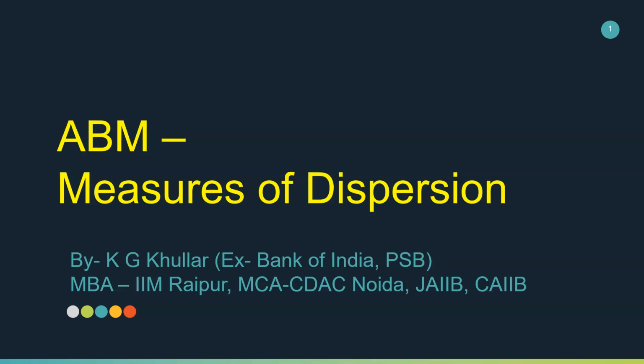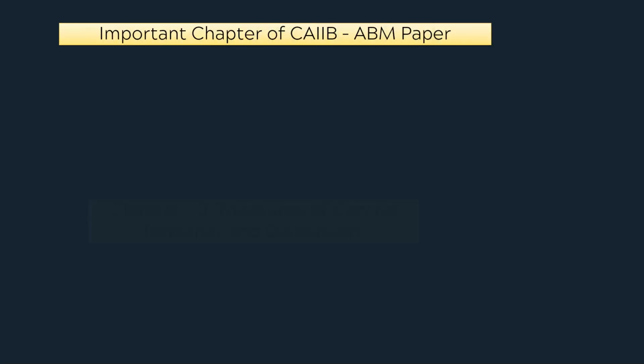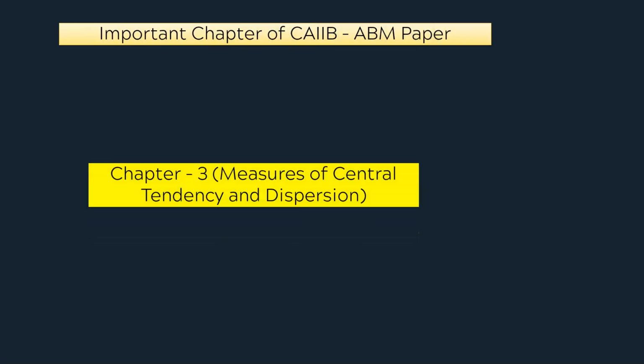In today's video, we are going to cover conceptual questions from the chapter Measures of Dispersion from your ABM paper of CAIIB. Now this is a very important chapter from your statistics module of ABM. Many students simply leave this module because of the mathematics involved, but mind you, this module is very easy and scoring if you grasp the concepts well.